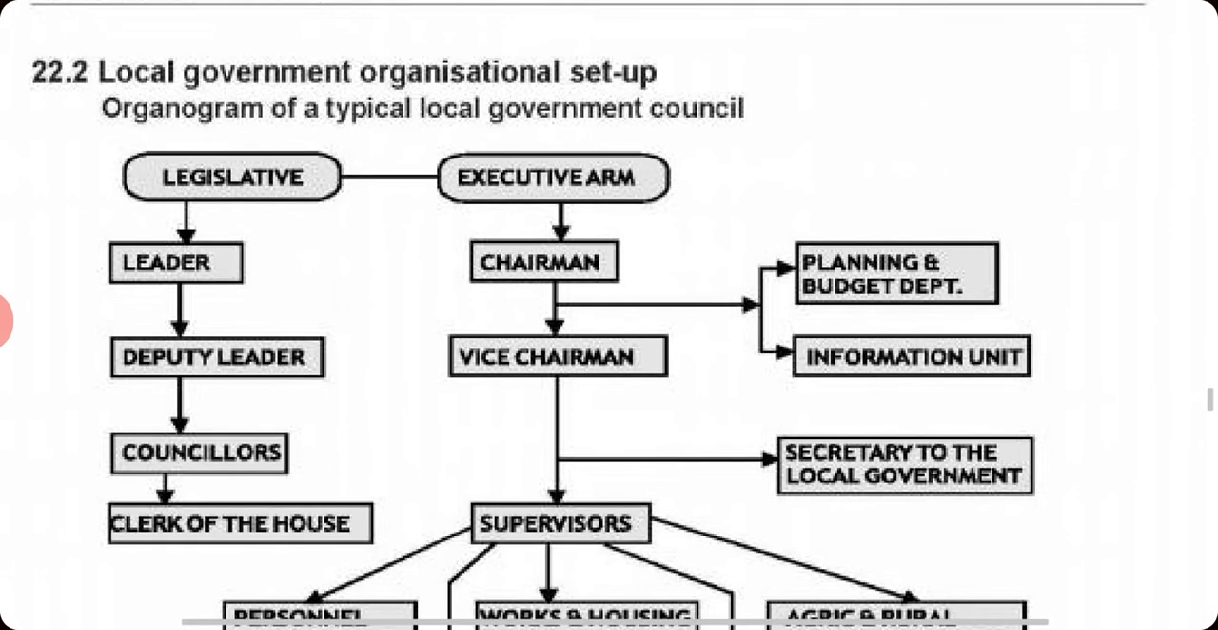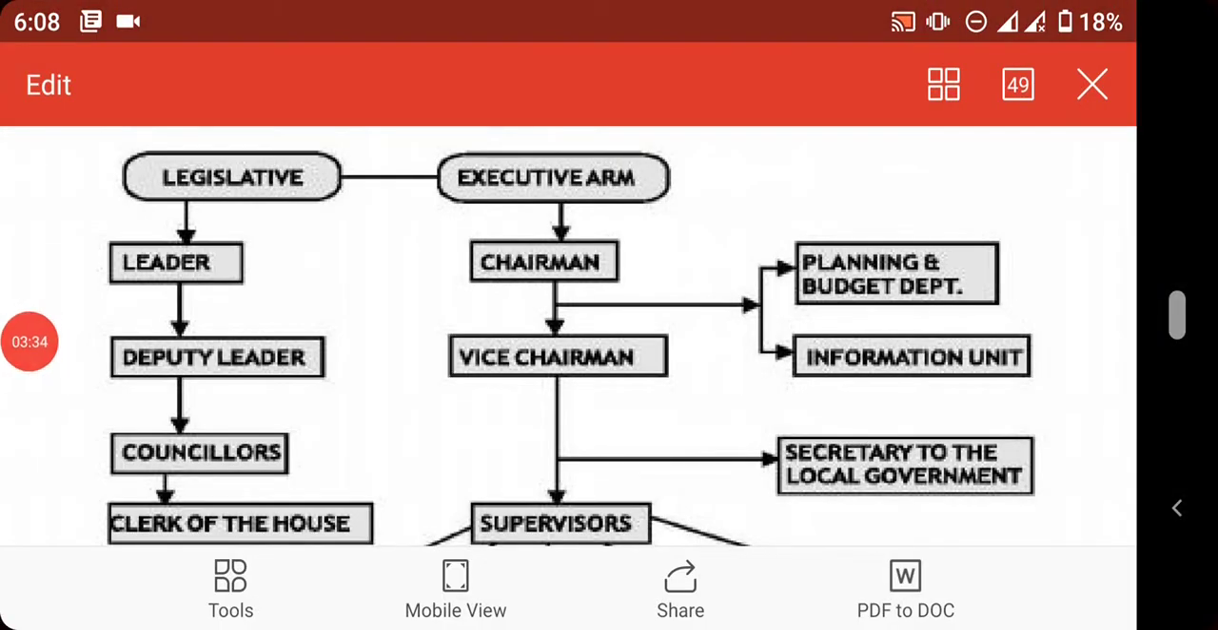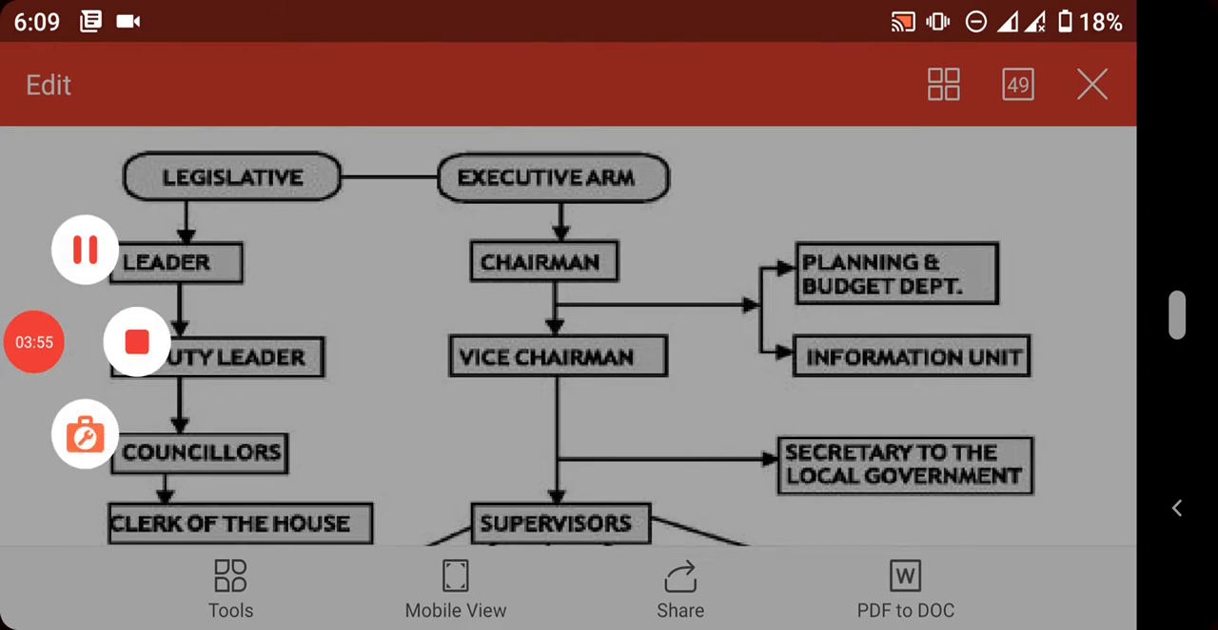Another one is we'll be looking at the structure. How is the local government structured? Now let's start from the known. The federal government is structured into three arms: the legislative arm, the executive arm, and the judiciary. This is how the local government is also structured. However, we have two core structures of the local government: the legislative arm and the executive arm of government. Now, this diagram would help you to understand who falls under the legislative arm and who falls under the executive arm.